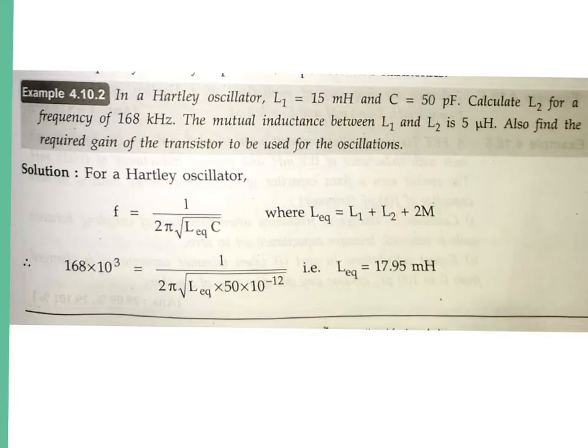So in the question he has given a Hartley oscillator which has L1 equal to 15 microhenry and capacitance C equal to 50 microfarad, and he has asked to calculate L2 for the operating frequency of 168 kilohertz, with a mutual inductance of 5 microhenry, and also to find the gain of the transistor used for the oscillator.